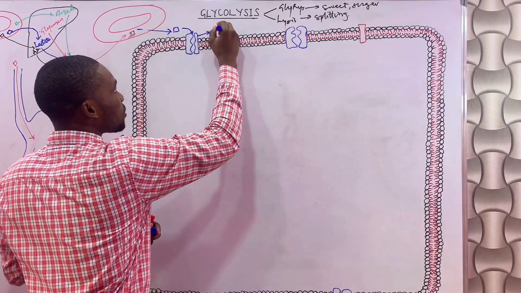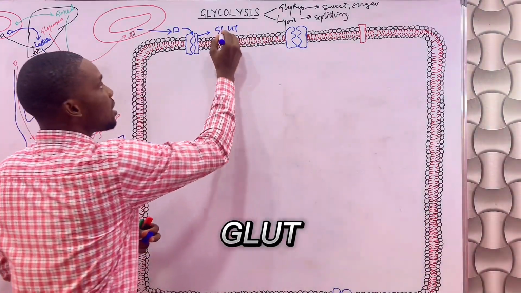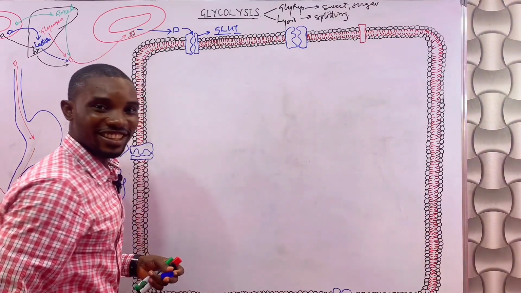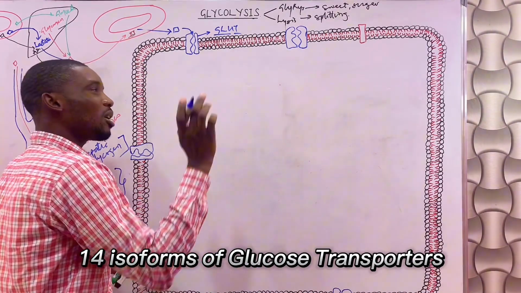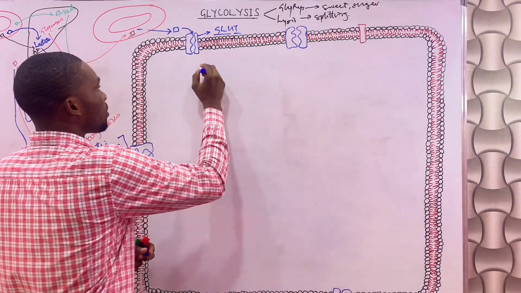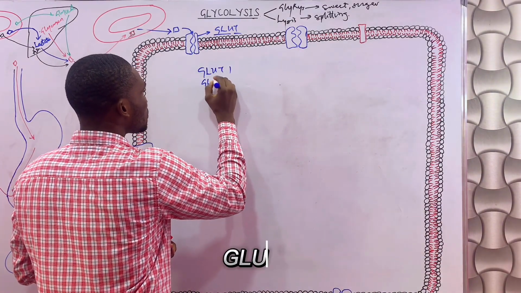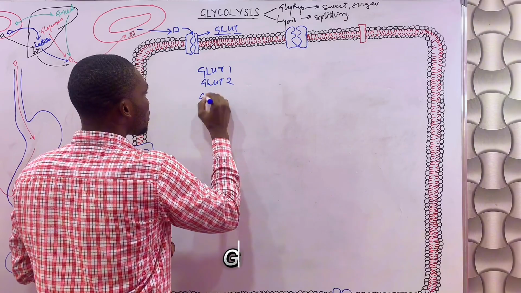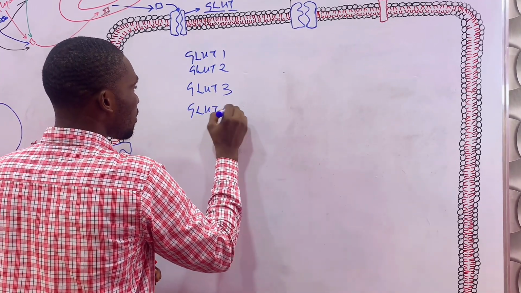This transporter is called what? GLUTs. So GLUT. That means glucose transporters, right? So there are about 14 isoforms of glucose transporter. I'll tell you about the four most important ones you need to know. Okay, so they are the what? GLUT 1, GLUT 2, GLUT 3, and GLUT 4.